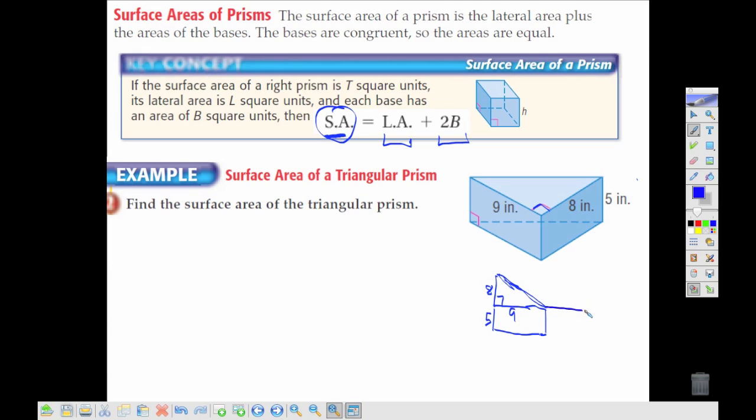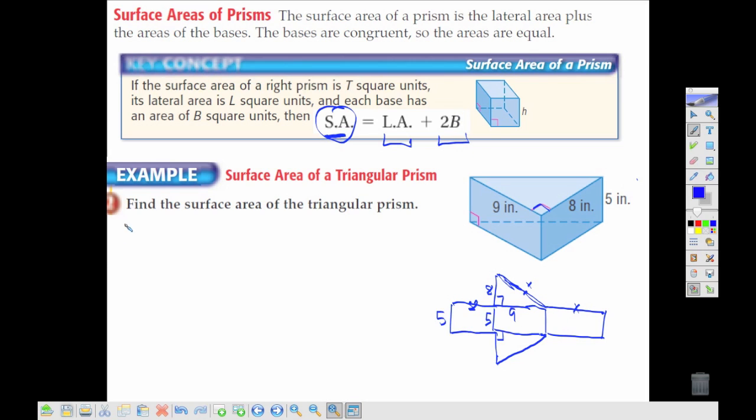And notice that this side here would wrap around over to this side. And this side would wrap back around to that 8. And so we get a long rectangle where we have the perimeter of the base, but we don't know this side yet. And then we would have another triangle right here. So notice we're going to have the lateral area, the big rectangle, plus 2 bases.